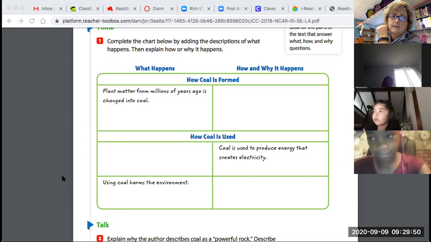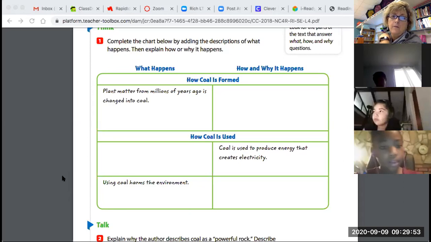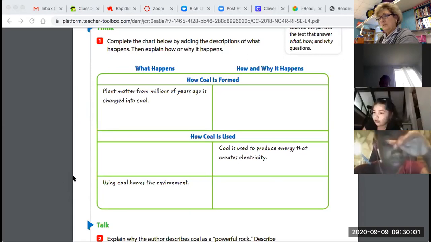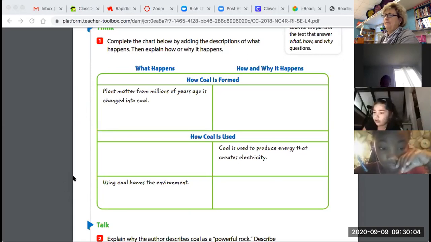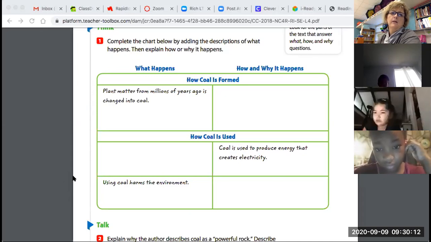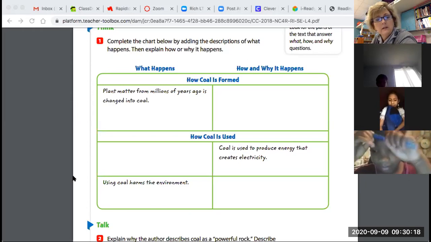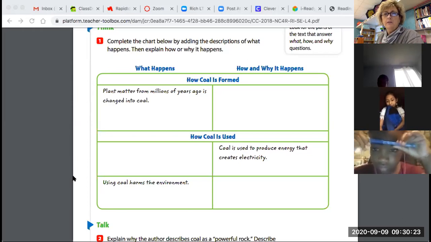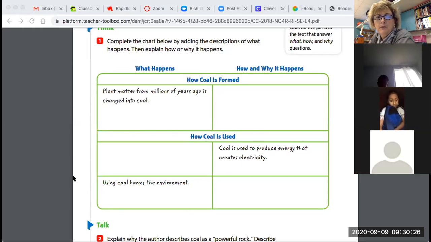Okay, is the screen changed? Do you see the story, The Powerful Rock? What do you see on your screen? Second page. Do you see this page that says what happens and how and why it happens? Yes. Okay, good. So you have that page with you too? All right, so let's look at what happens.